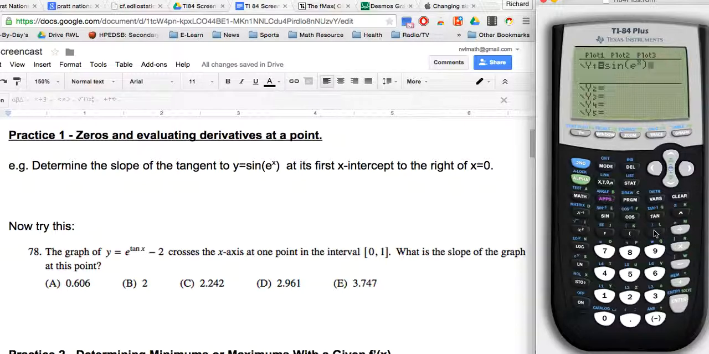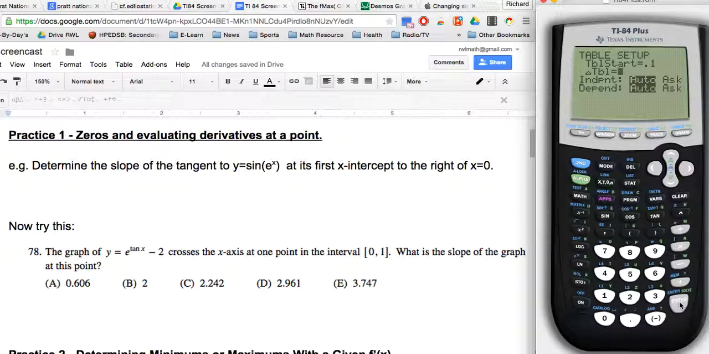Now what I need to do is set up a table. In blue, you're going to see TBLSET, table setup. So second function, table setup, and see if we can get an idea of this. It says at our first x-intercept to the right of x equals 0. So table start, I'm actually going to start it at 0.1, and my delta table, that's how much it goes up with.